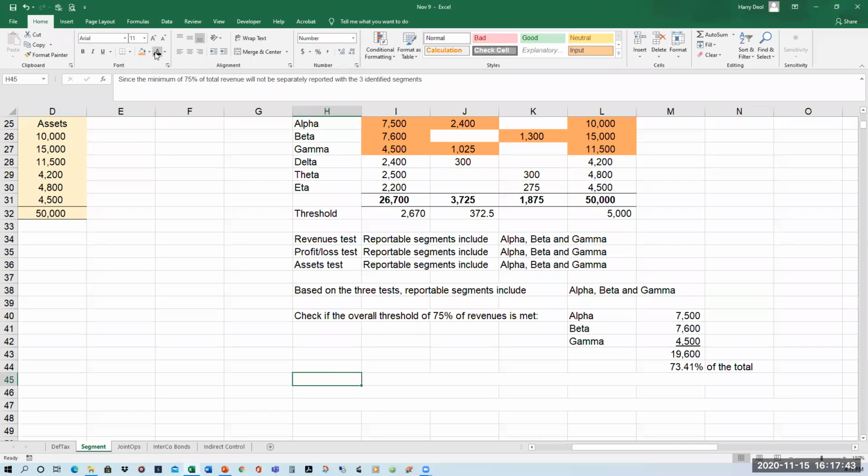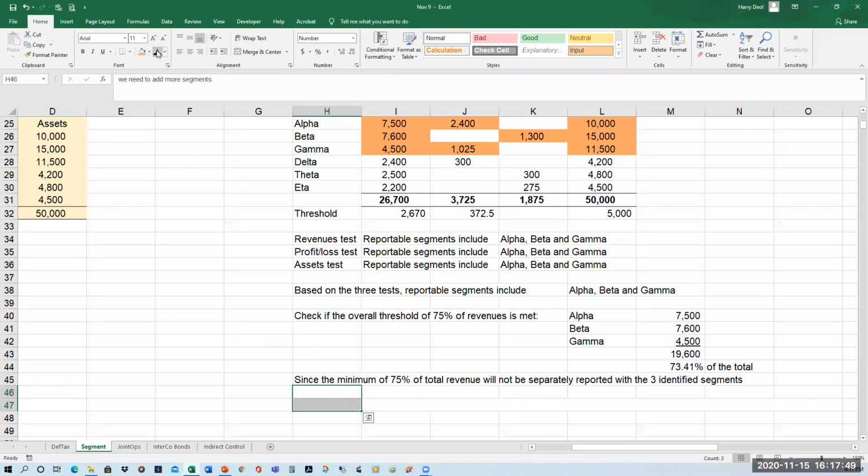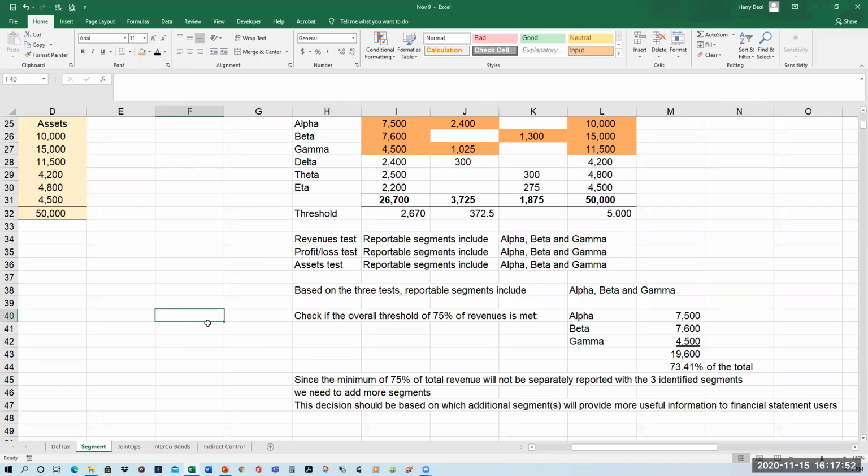So given this, we have to identify more segments. Which segment? Well, it would depend on management's opinion on which additional segment will provide more useful information. Could be delta, it could be theta, it could be eta. As long as the total of the reportable segments surpasses 75% of the total revenue, we will be okay as far as IFRS 8 is concerned.